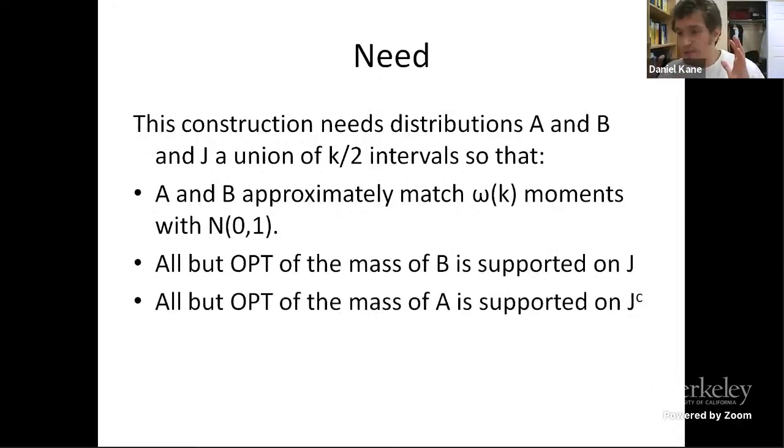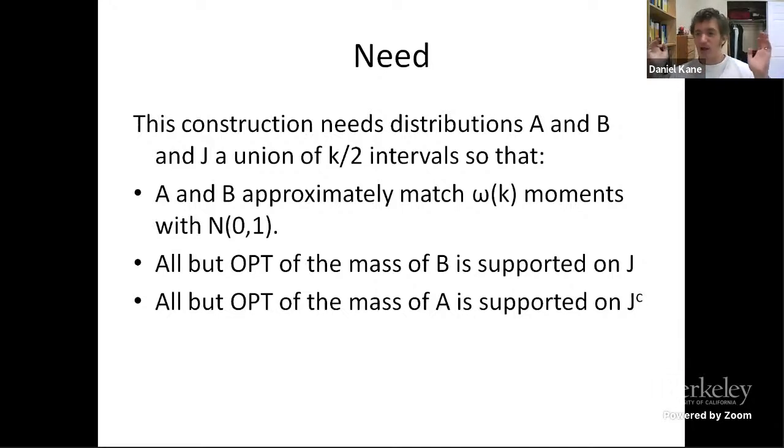Furthermore, we want opt to be small. So all but opt of the mass of B should be supported on J, and all but opt of the mass of A should be supported on J complement. Finally, we need this pair A and B to be given by this appropriate polynomial threshold function with Massart noise.